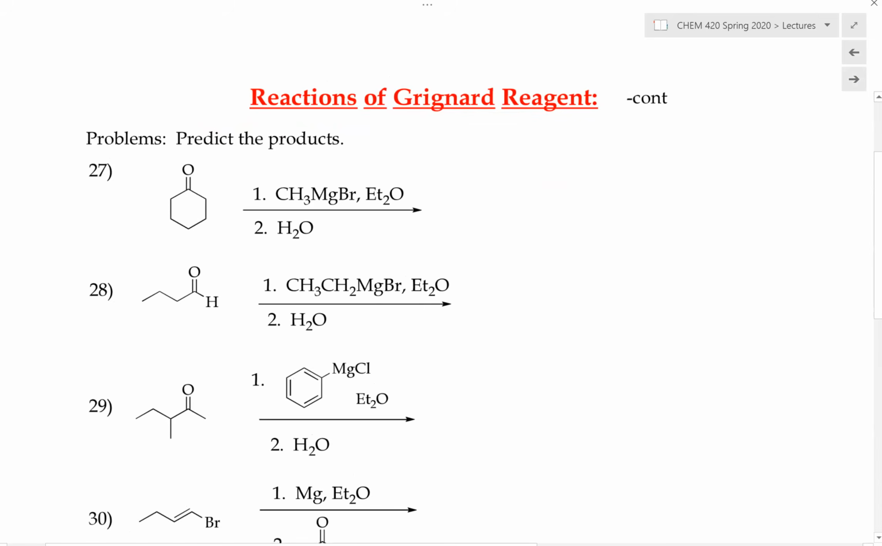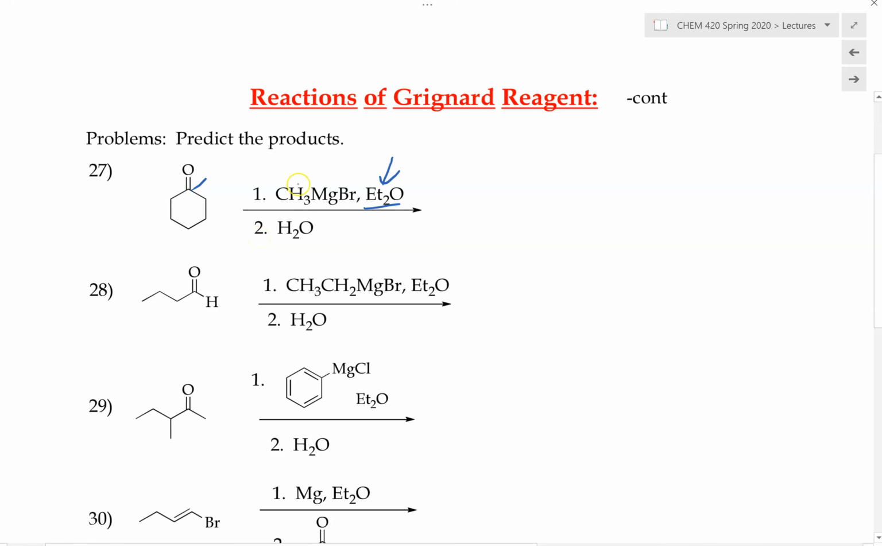And now let's try some examples to make sure we know how to recognize and predict the products involved with the Grignard reagent. In this case, we have our ketone reacting with first the methyl, so we call this the methyl Grignard reagent, in the presence of ethyl ether, because again we have to use this solvent to coordinate to and stabilize the reagent, followed by treating this with water in a separate step. So what will be the product?